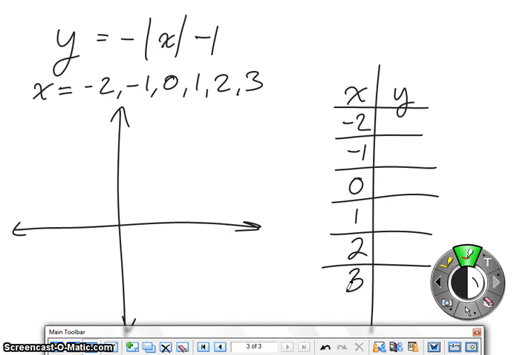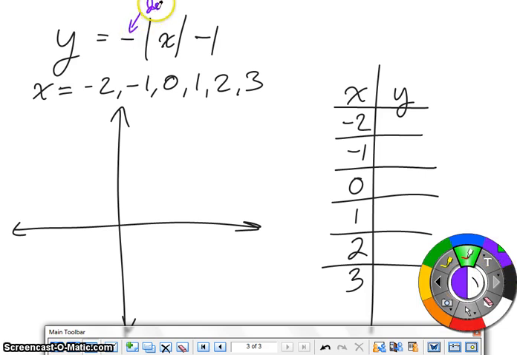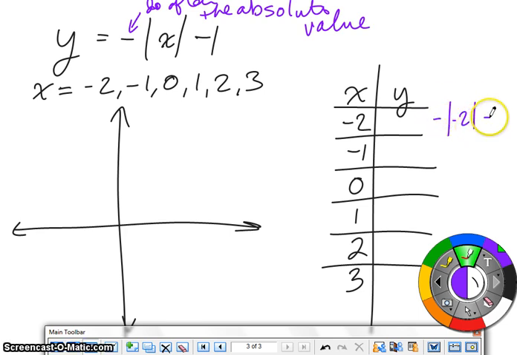So keep in mind, this little opposite right here, this opposite in the front, you do after the absolute value. After the absolute value. So I'm going to do the opposite of the absolute value of -2 and then -1. So that's actually the opposite of 2 minus 1, which gives me -3. Okay, I'm going to do the same thing for the others.